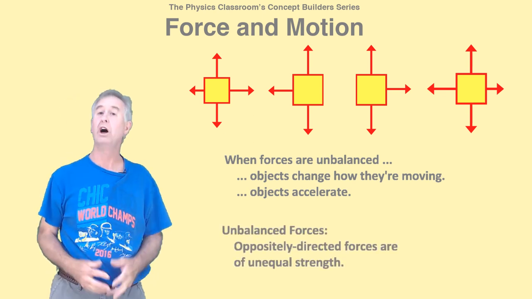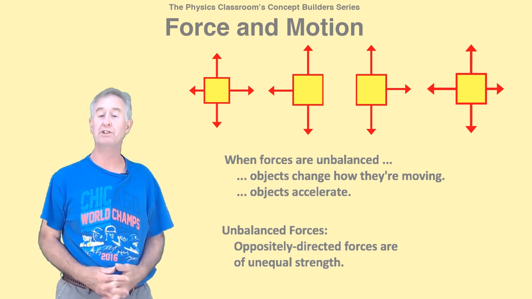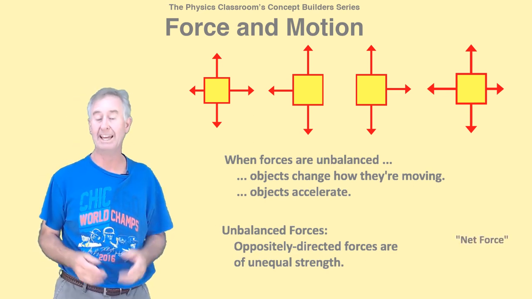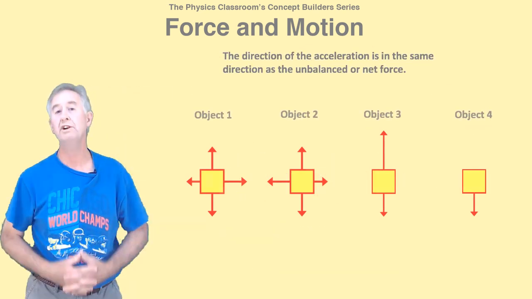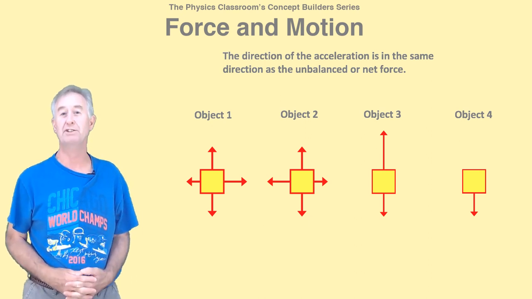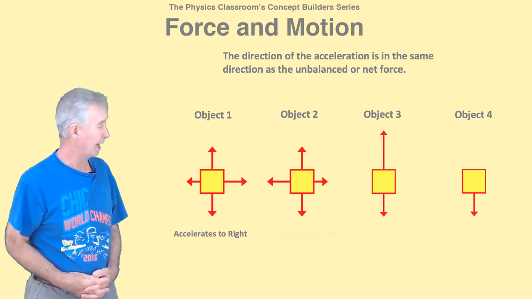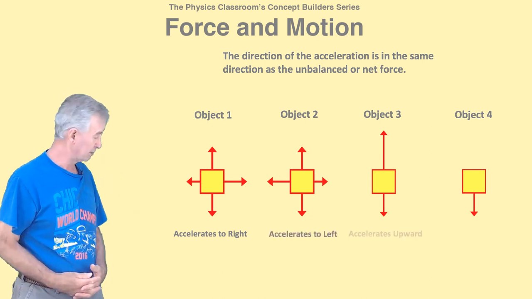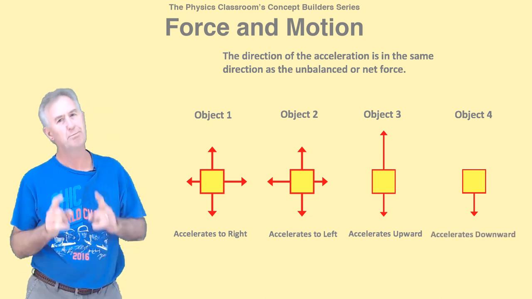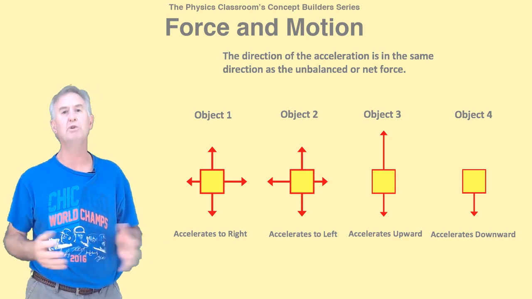These diagrams show unbalanced forces. Unbalanced forces occur when oppositely directed forces are of unequal strength. We say there's an unbalanced force or a net force. When there is an unbalanced force, there is an acceleration in the same direction as the unbalanced or net force. So object 1 accelerates to the right, object 2 to the left, object 3 upwards, and object 4 accelerates downwards. But do be careful, because to accelerate to the left doesn't mean to move to the left.